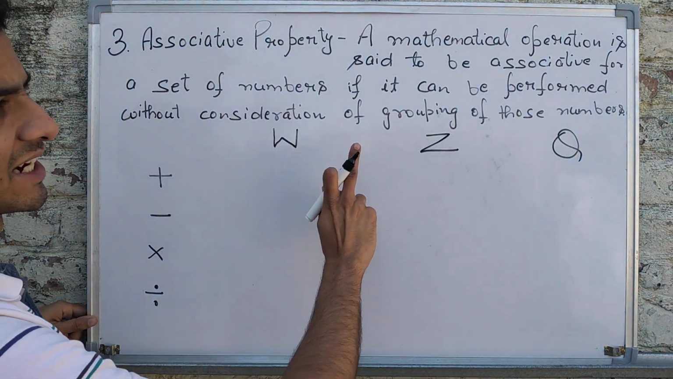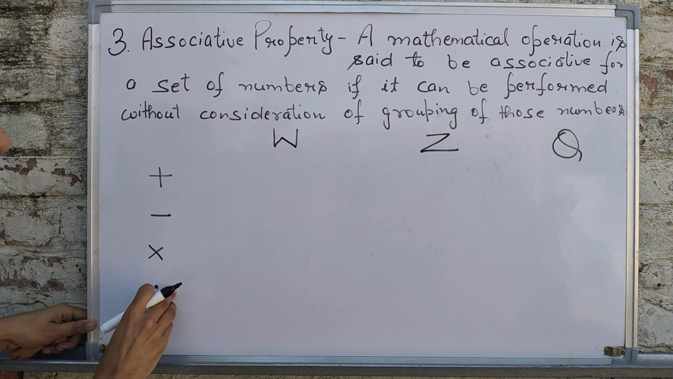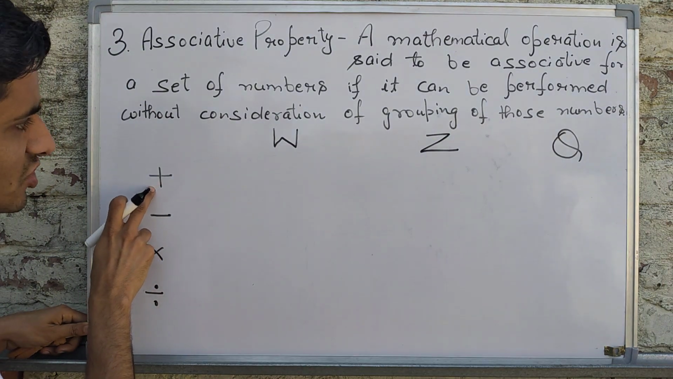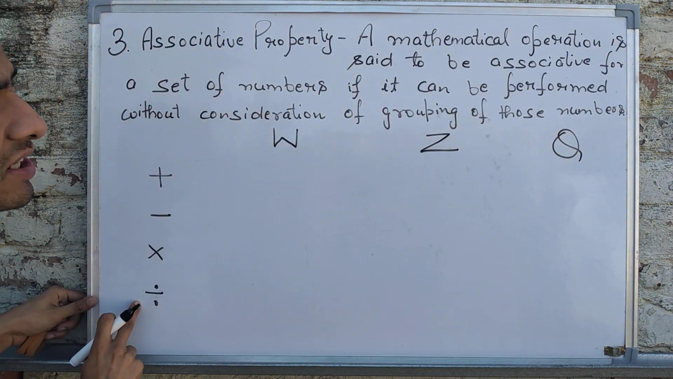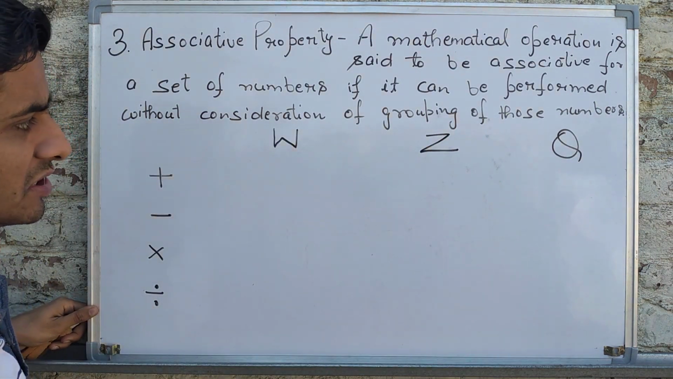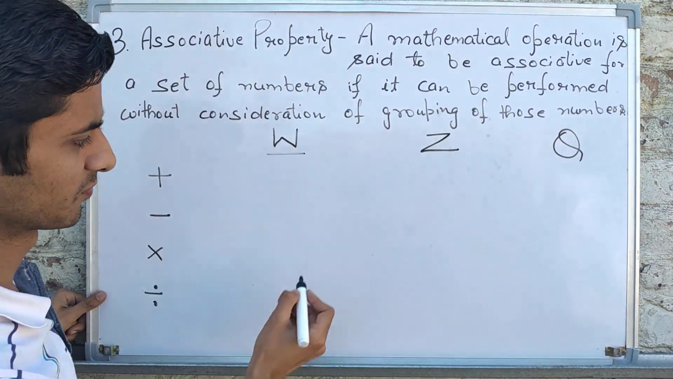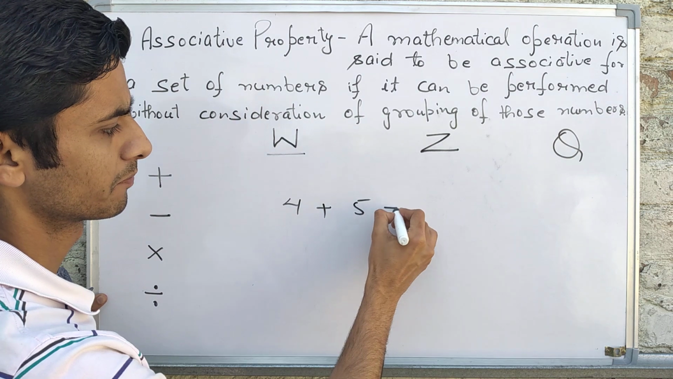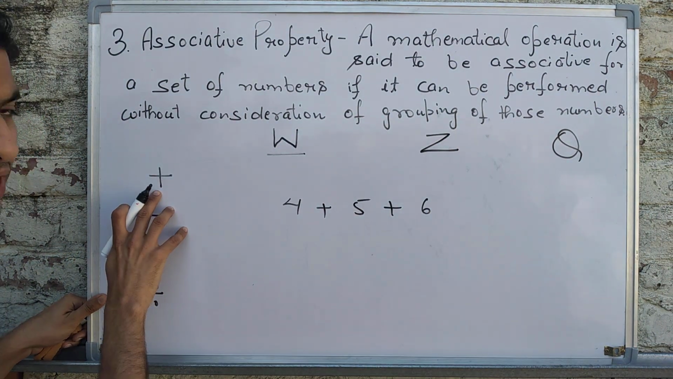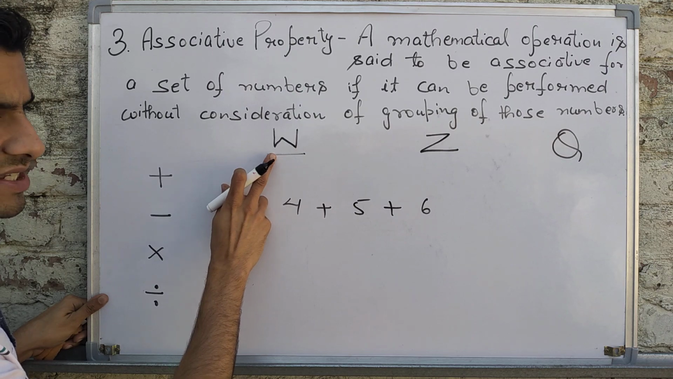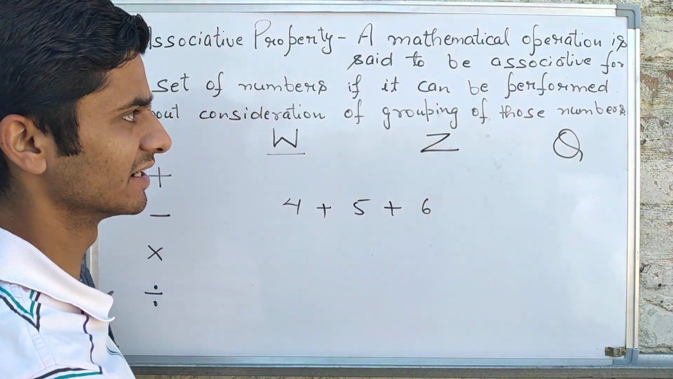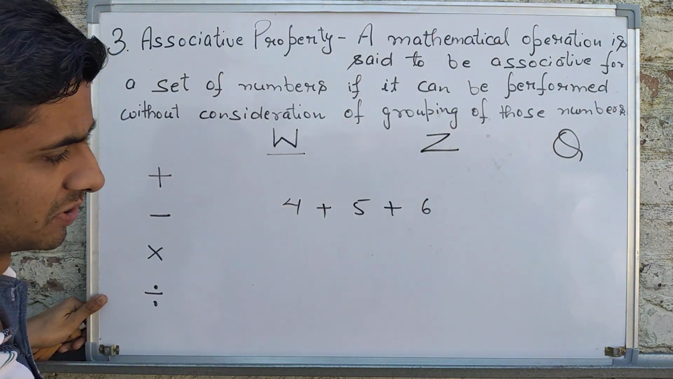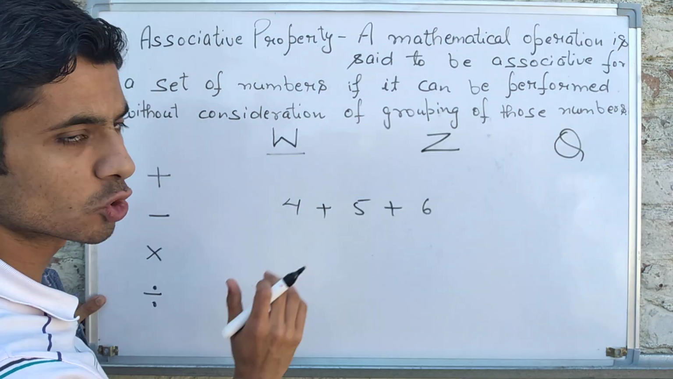Now, what the statement says, a mathematical operation is said to be associative for a set of numbers if it can be performed without consideration of grouping of those numbers. Okay, let us take whole numbers first. Suppose I take three whole numbers, 4 plus 5 plus 6. Operation is addition and set of numbers is whole numbers. And I am trying to add it. What does it say? That I can add them without considering how they are grouped. How they are grouped.